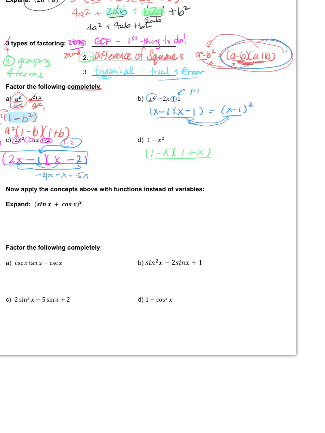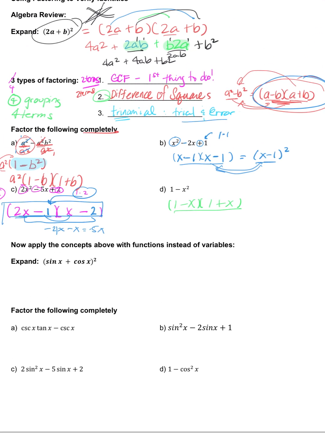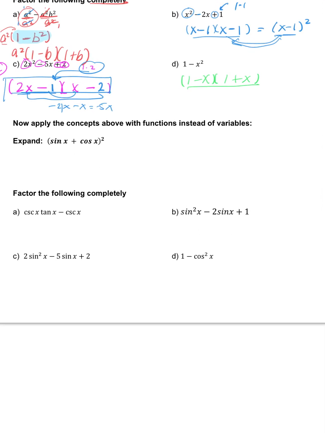Okay, so now let's take all that concept and we're going to apply it to our trig functions, instead of variables. So let me move this thing. Okay, so just like I did above here, I expanded this. I'm going to do the same thing here. We're going to expand this. Expanding means that I have the 2 written twice. Sine x plus cosine x times sine x plus cosine x. Okay, expanded. There's 2 of them.